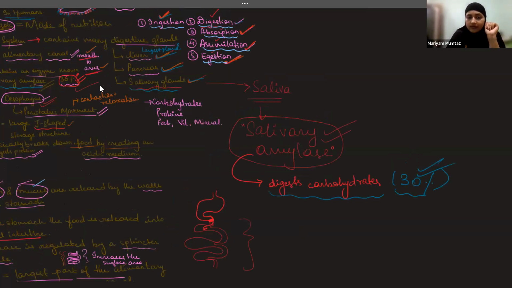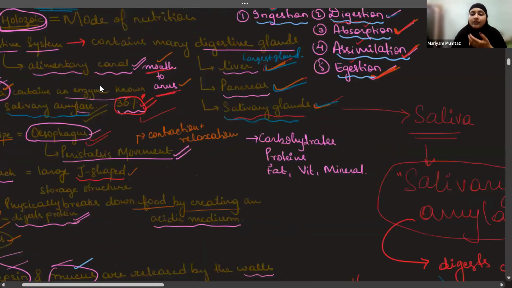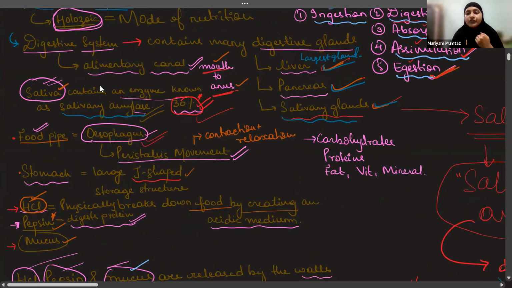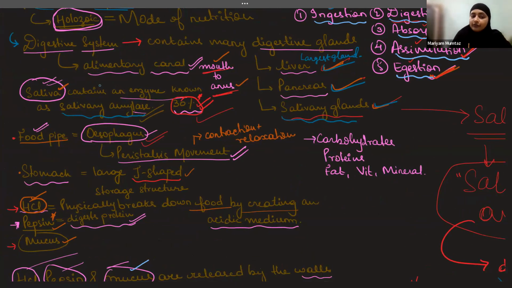Now, after that has been done, we swallow it. We push the food into the food pipe. The food pipe is known as the esophagus. When the food goes into the food pipe, it travels down to the stomach. Now, how does that happen? The esophagus contracts and relaxes, because of which the food is pushed down. This contraction and relaxation movement is known as peristalsis.